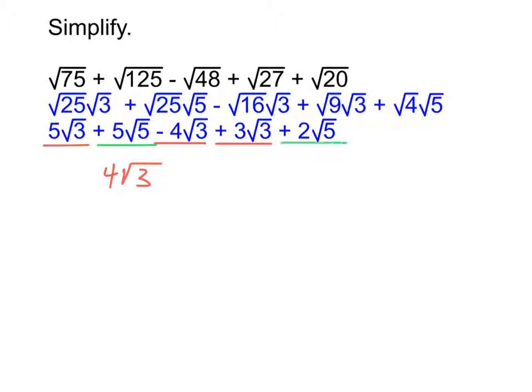And then we repeat the same process with anything else that's a like term. I got a root 5 here and I got a root 5 here. So 5 plus 2 gives me 7. So that means I got a positive 7 root 5's there.